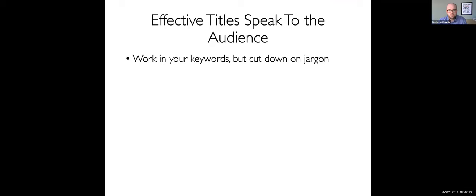You need to first and foremost speak to your audience. So know who you're talking to and write for that audience. You need to have your keywords, you need to tell them what it's about, but you want to cut down on jargon as much as you need to. If it's a general audience, like one you might find at the undergraduate research conference, you probably shouldn't use any word you didn't know before you started doing that research, because your audience doesn't know it either. So how do you speak to your audience?